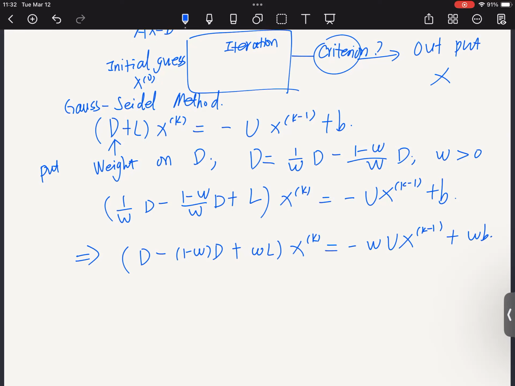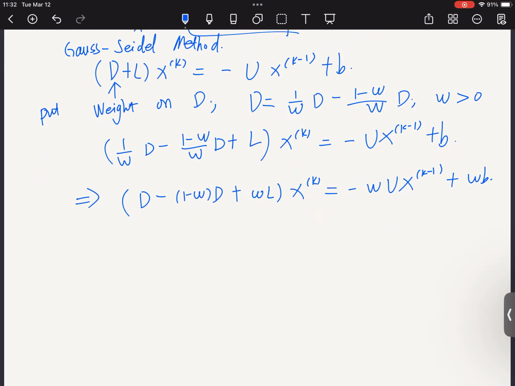Now I'm going to move things around, and because there's a subtraction on the left hand side, I don't like it, so I move it to the right hand side, and then I get D plus omega L, and then xk. And on the right hand side, I got (1 minus omega) D, and then subtract omega U.